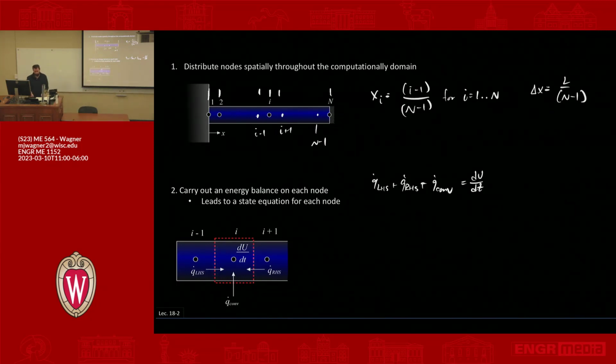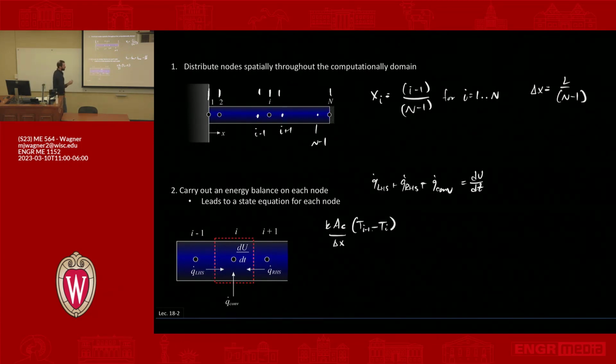So we need terms for each of these. The terms for the conduction are Fourier's law. So I'll just write it out equivalently here. First we would have conductivity times cross-sectional area over delta x times (T at i minus 1 minus T i).